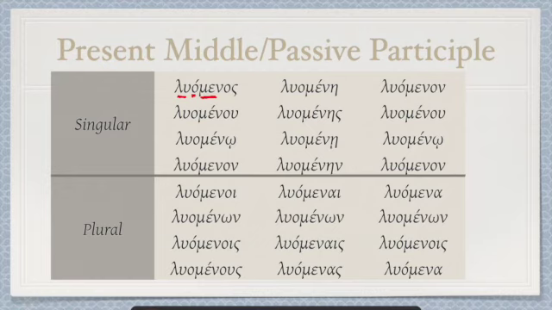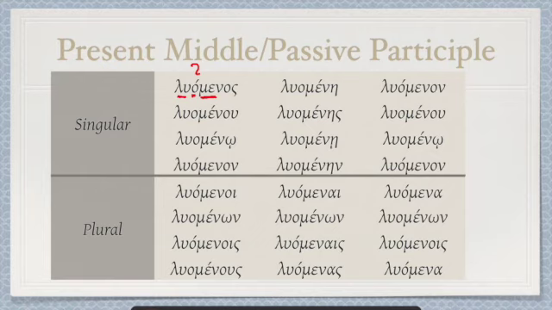And so our second declension masculine form, lagos, lagu, lago, lagon, luaminos, luaminu, luamino, luaminon. And then the plural, lagoi, lagon, lagois, lagus, luaminoi, luaminon, luaminois, luaminus.